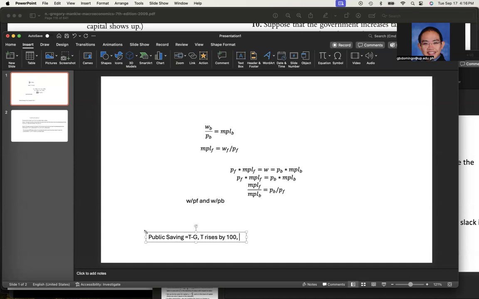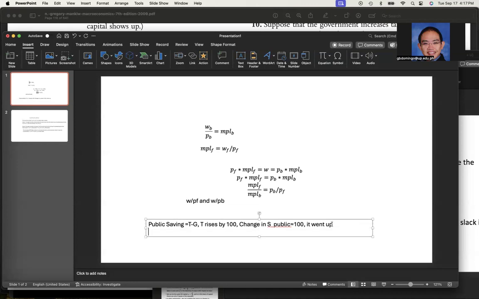So the change in public savings equals 100. That is, it went up. Yep. So public saving went up. Now, what about private saving? So private savings equals Y minus consumption minus taxes, okay? So what happens to that?